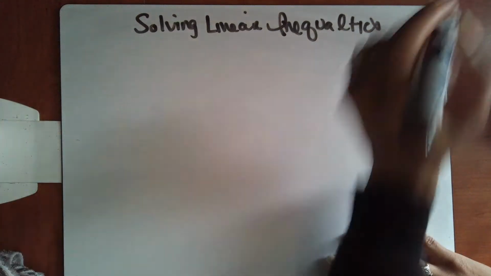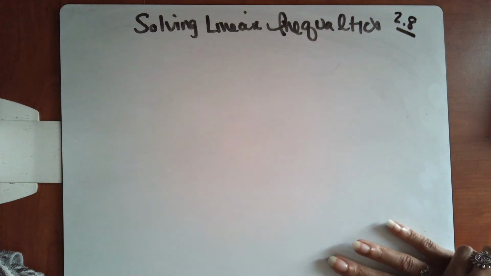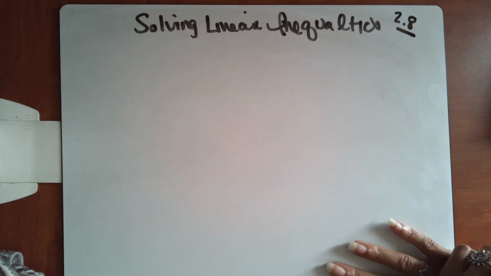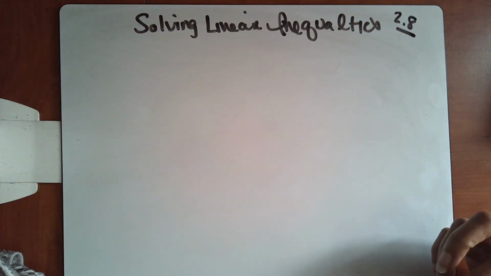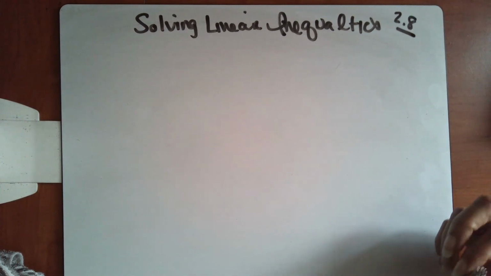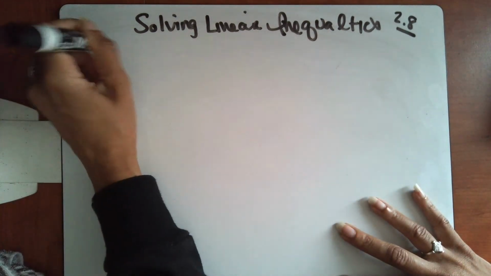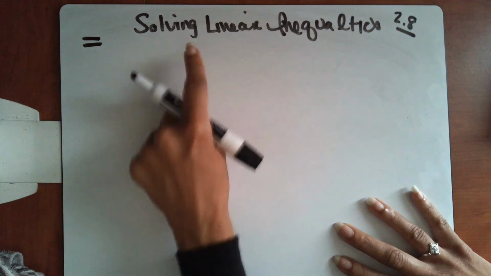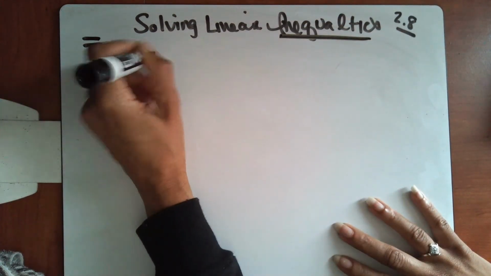All right, so now we're in section 2.8, the last section of chapter 2, and it involves solving linear inequalities. So earlier in the chapter, we were solving equations, right? An equation means an equal sign is present. With inequalities, we have inequality symbols.